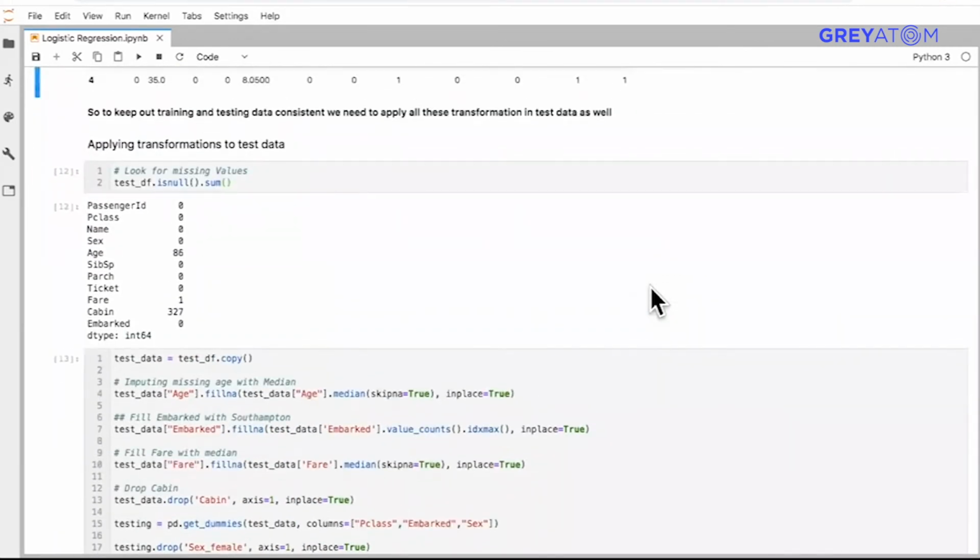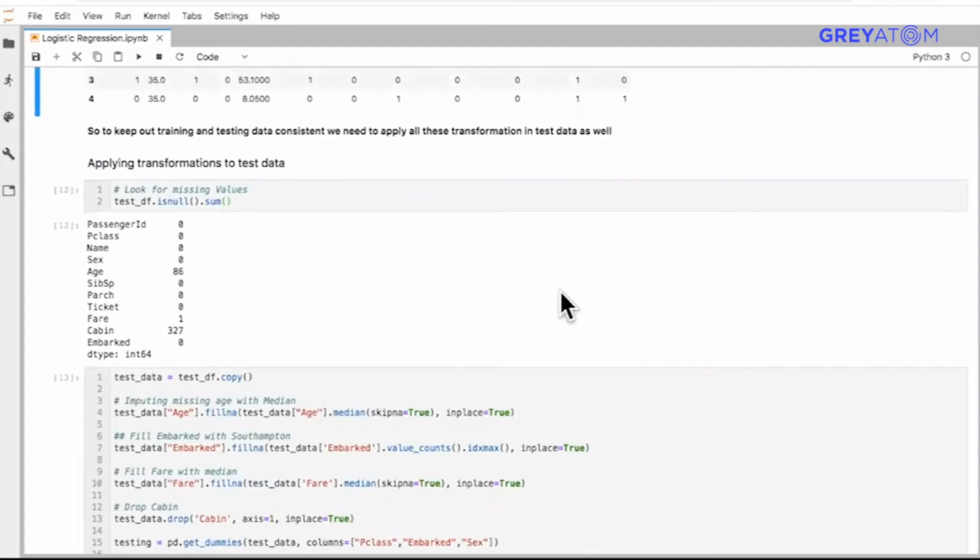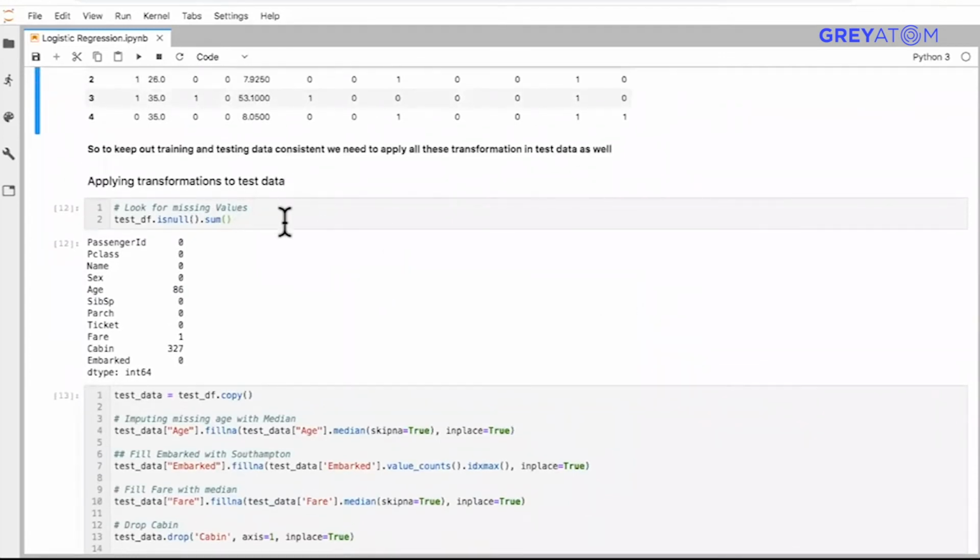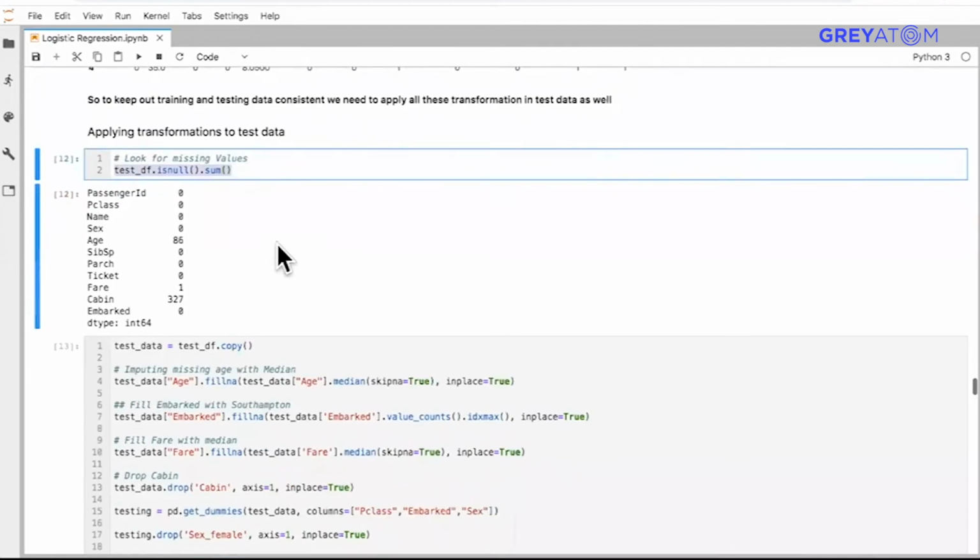One of the good practices is that whatever transformation you apply to your training data, you should also apply to your testing data. So I'm just looking at my testing missing values. Age has some missing. See, even fare has some missing here. There was nothing missing in fare in training data. So we have to impute something.